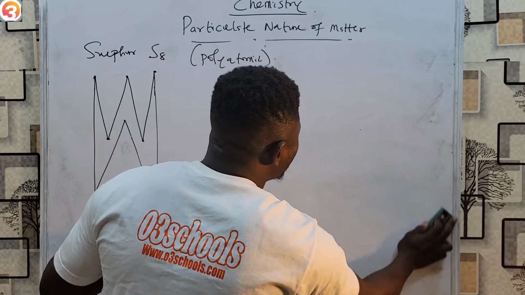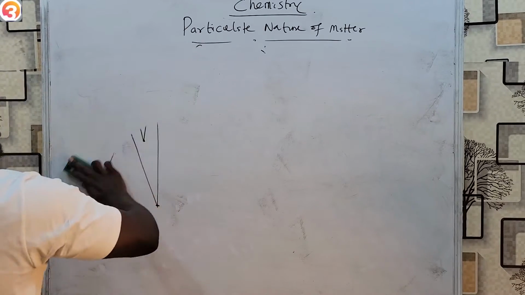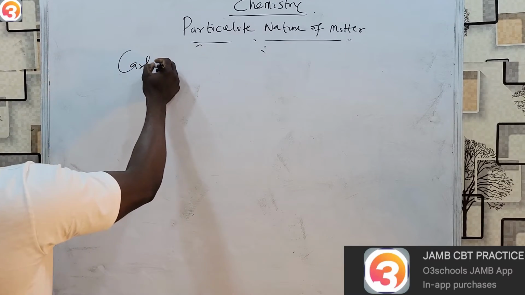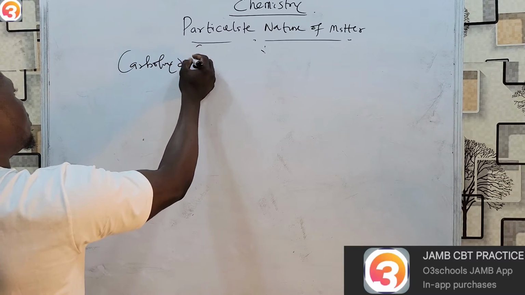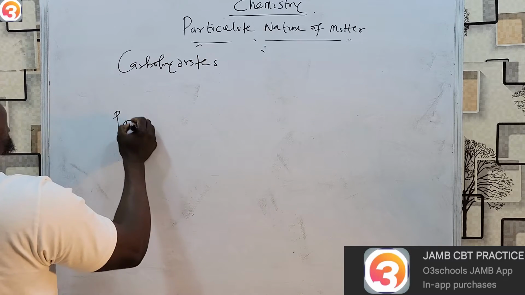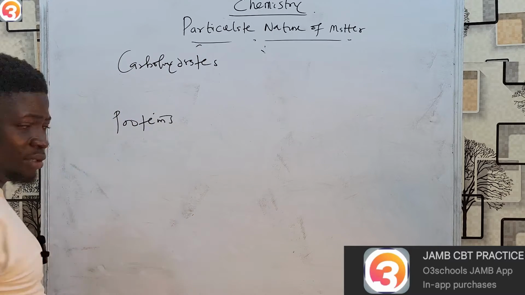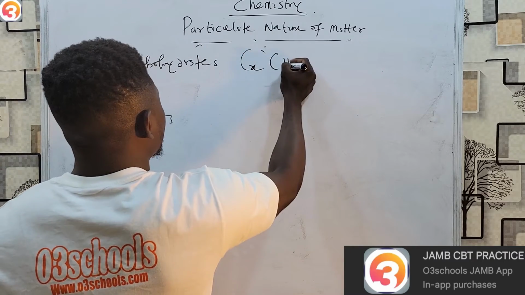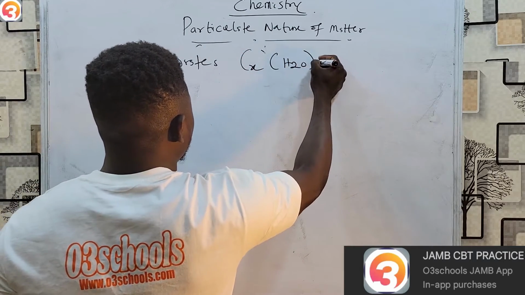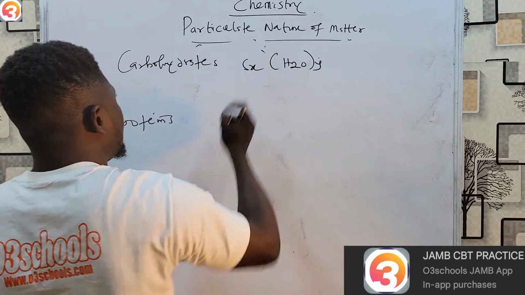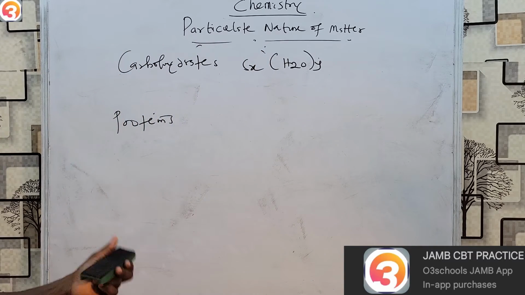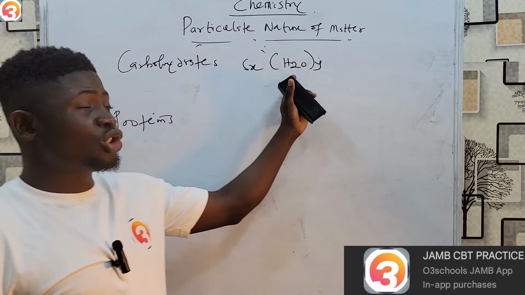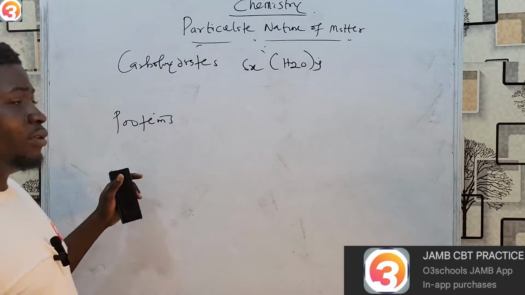There are some compounds that have thousands of atoms in them. An example is carbohydrates and proteins. They have thousands of atoms. The general formula for carbohydrate is CxH2Oy, right? Hydrated carbon. That's what carbohydrates are. That's why we have H2O in the general formula for carbohydrate.